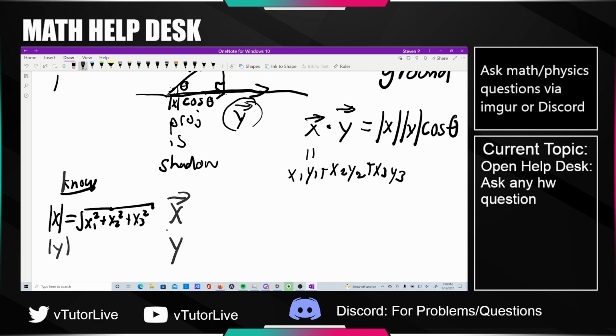Right. And WTF means we want to find. That's not what WTF means. Okay, sure. For math, WTF means want to find.